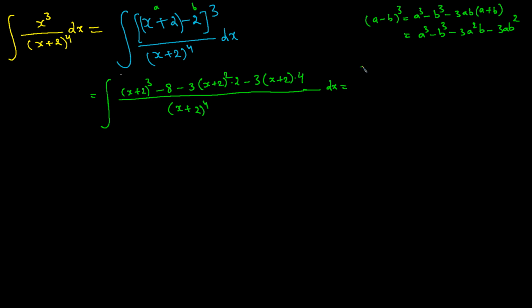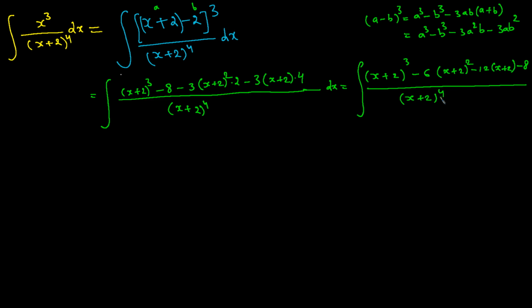Let's write it over here now. Okay, so that will give me x plus 2 cube, and 3 times 2 is 6, minus, I'm going to write them in order, 6 into x plus 2 square, and 4 times 3 is 12, minus 12 into x plus 2 minus 8. Okay, and divide it by x plus 2 raised to power 4.